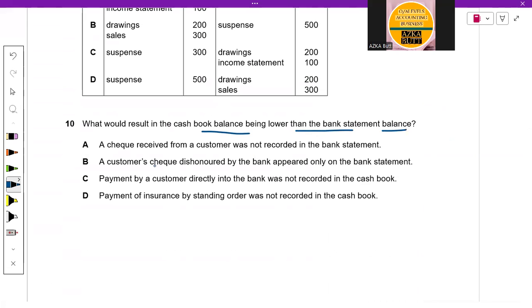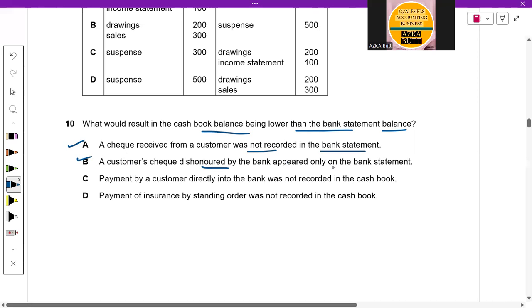So let's review. The first one says that a check received from a customer was not recorded in the bank statement. This would cause the cash book balance to be higher than the bank statement, as the cash book would record the check, but the bank statement would not. Now let's see B. B is about a customer's check dishonored by the bank appearing only on the bank statement. This would result in the bank statement being lower than the cash book, because the cash book would still show the check as received, but the bank statement would reflect the dishonor.